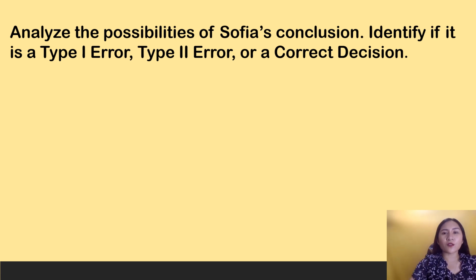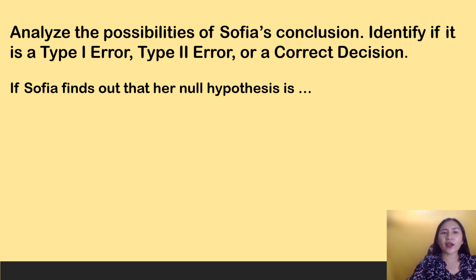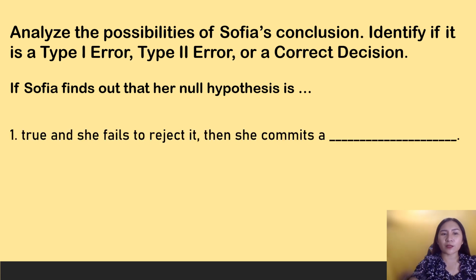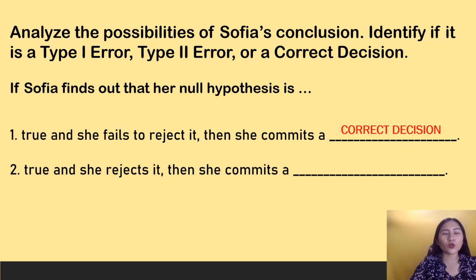Analyze the possibilities of Sophia's conclusion in the given problem. Identify if it is a type 1 error, type 2 error, or a correct decision. If Sophia finds out that her null hypothesis is, number 1, true and she fails to reject it, then she commits a, Karen? Exactly correct. Correct decision. Number 2, true and she rejects it, then she commits a, Carlo? Type 1 error. Exactly correct.